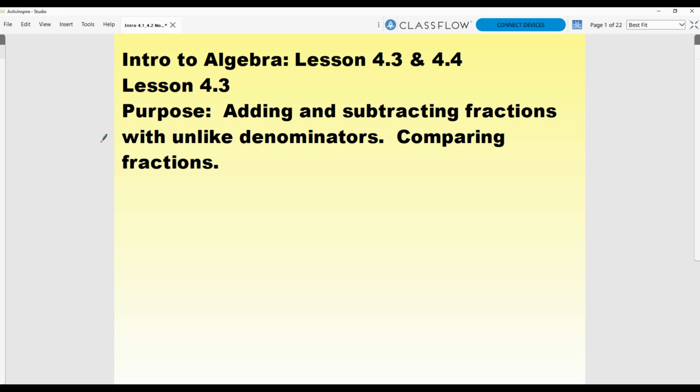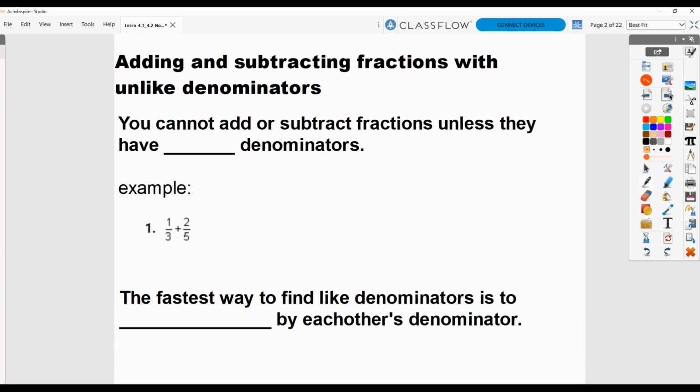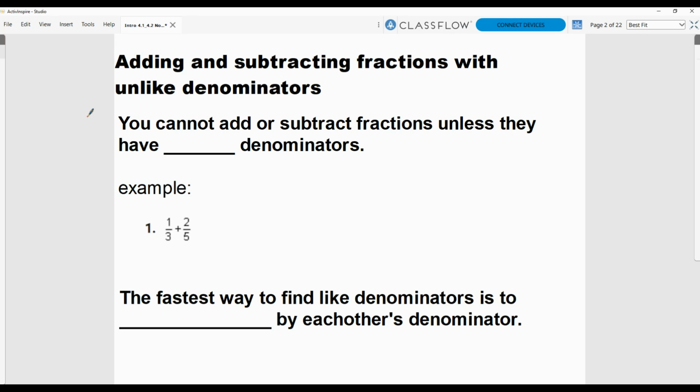So let's take a look at a review here, adding and subtracting fractions. Last time in 4.2, we added and subtracted fractions that had like denominators that are the same. Like if we had 1/3 plus 2/3, we could add those together because those denominators are exactly the same. So we would add just our numerators and we'd get 3/3.